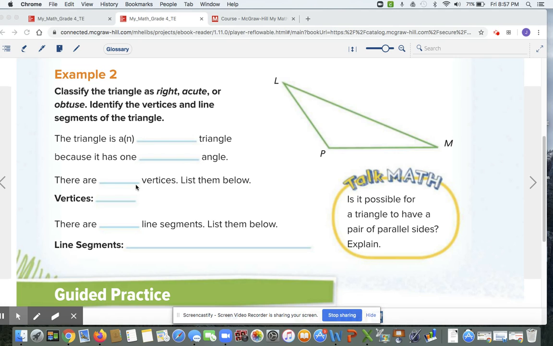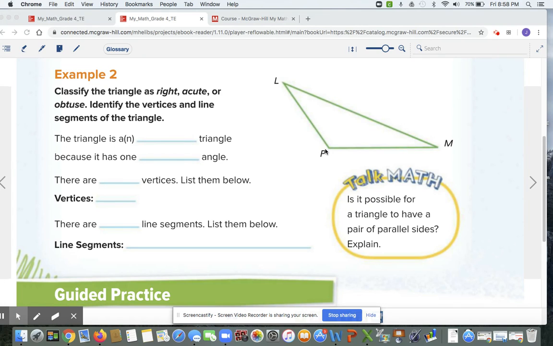There are blank vertices. List them below. Well, there's 1, 2, 3 vertices, and they would be labeled as L, M, and P. And then it says there are blank line segments. List them below. So remember, a triangle also has 3 line segments to go along with its 3 vertices. And it would be line segment LM, line segment MP, and I'm going to call this line segment LP because I like to go in alphabetical order.